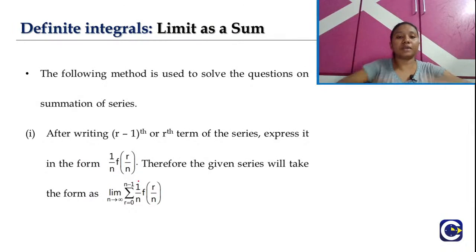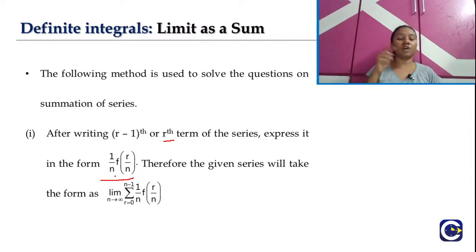So this is the following method we will be using to solve the questions. That means to convert the given infinite sum of series to the definite integration format. Right. So for any given series, first thing what we have to write is the r minus 1th term or the rth term of the series. So this is the first step. So we have to express our given series in terms of the rth term. So that will be preferably good if we express that in terms of our rth term. That means we are going to express in the format of 1 by n f of r by n.